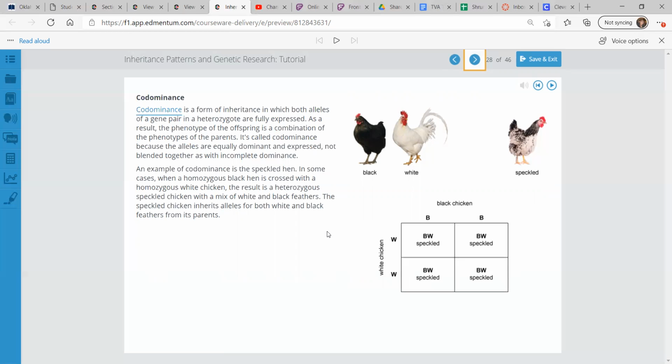An example of codominance is the speckled hen. In some cases, when a homozygous black hen is crossed with a homozygous white chicken, the result is a heterozygous speckled chicken with a mix of white and black feathers. The speckled chicken inherits alleles for both white and black feathers from its parents. So we have a black chicken with two gene pairs of black, and a white chicken with two gene pairs of white.